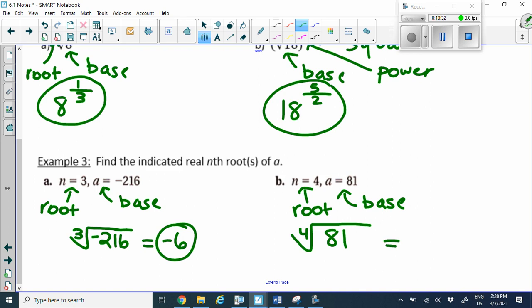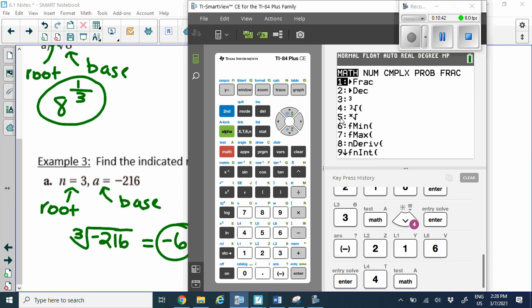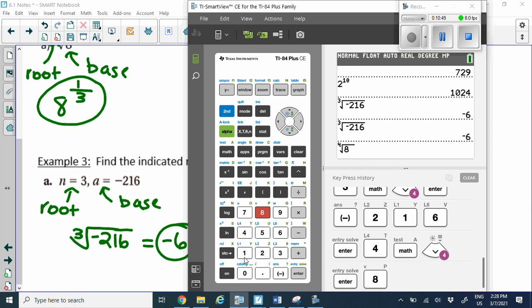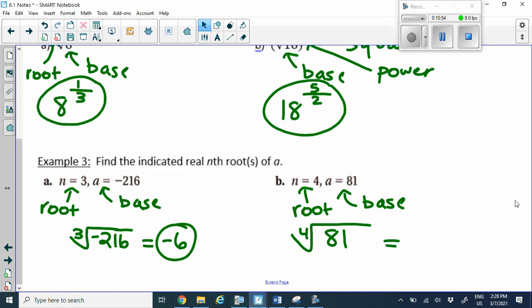So once you get to do this, okay, what we will have to do with our calculator is we will need to put in the number 4 first, then go to math, and then you're going to have to do number 5, where it's like the x root, okay? Because that'll allow us to do the fourth root. Then I put 81 into there, and then press enter. We get 3. Okay, so that's the way that you can use your calculator to find roots, which is going to be important when we are solving equations.